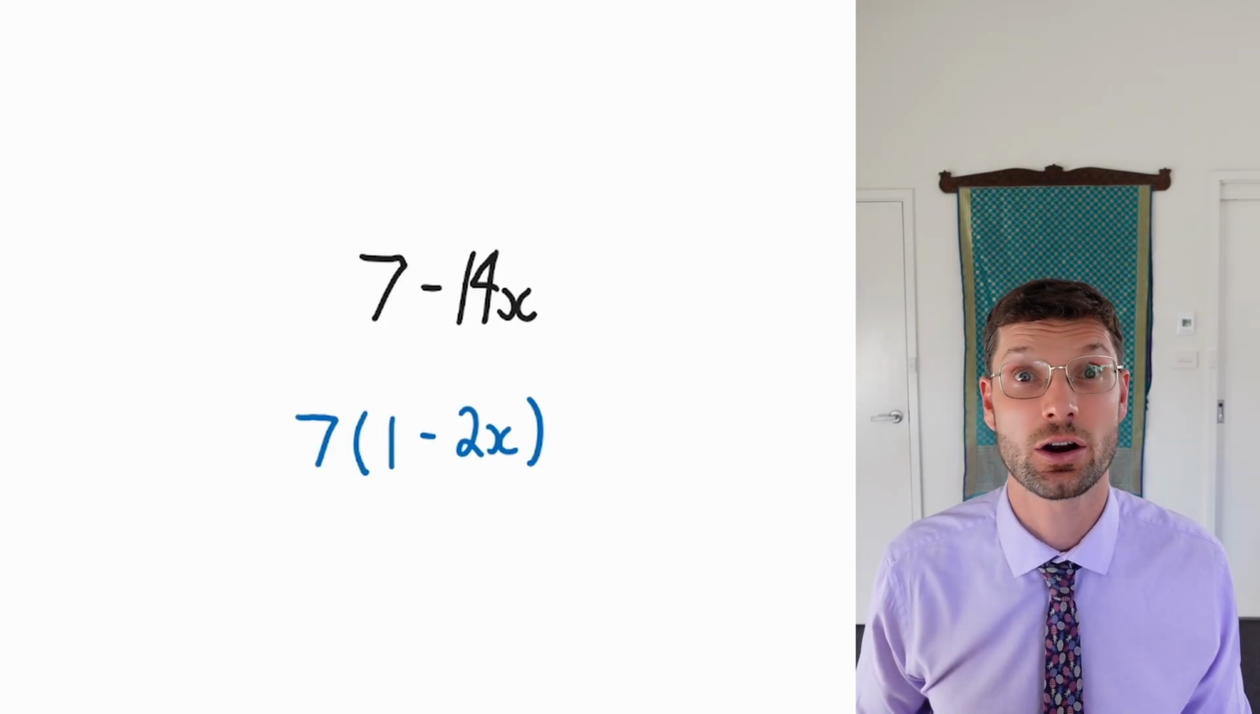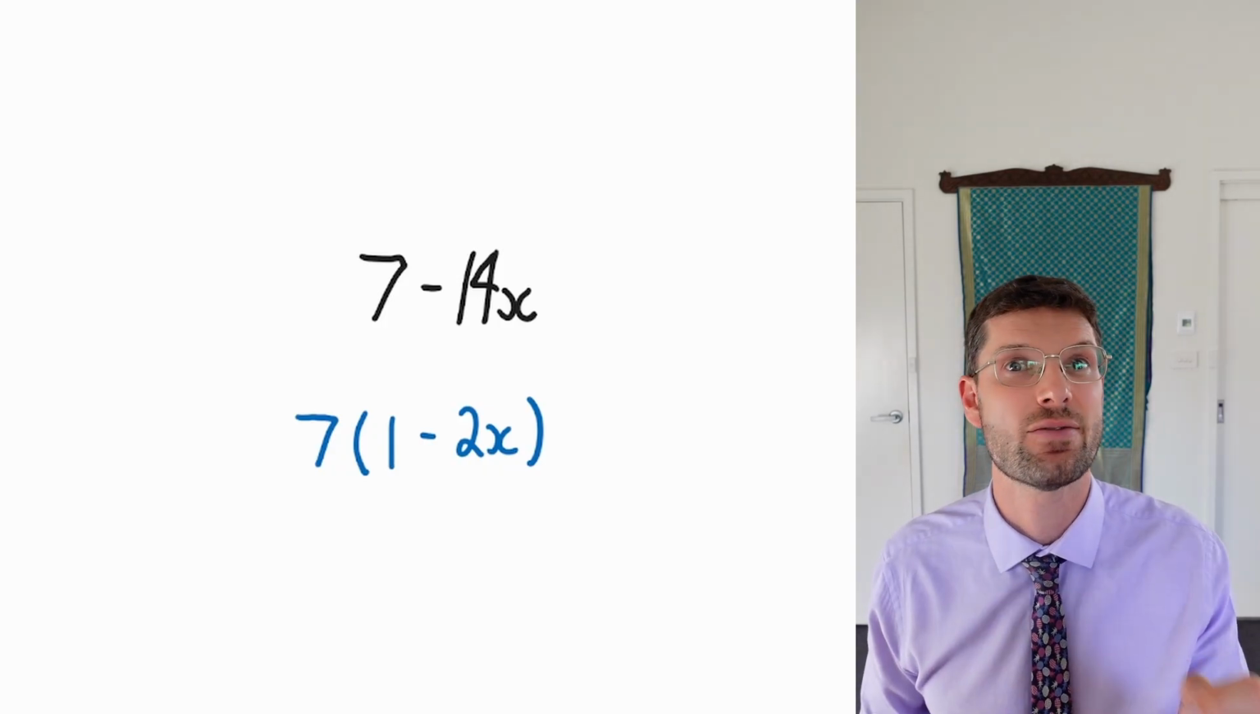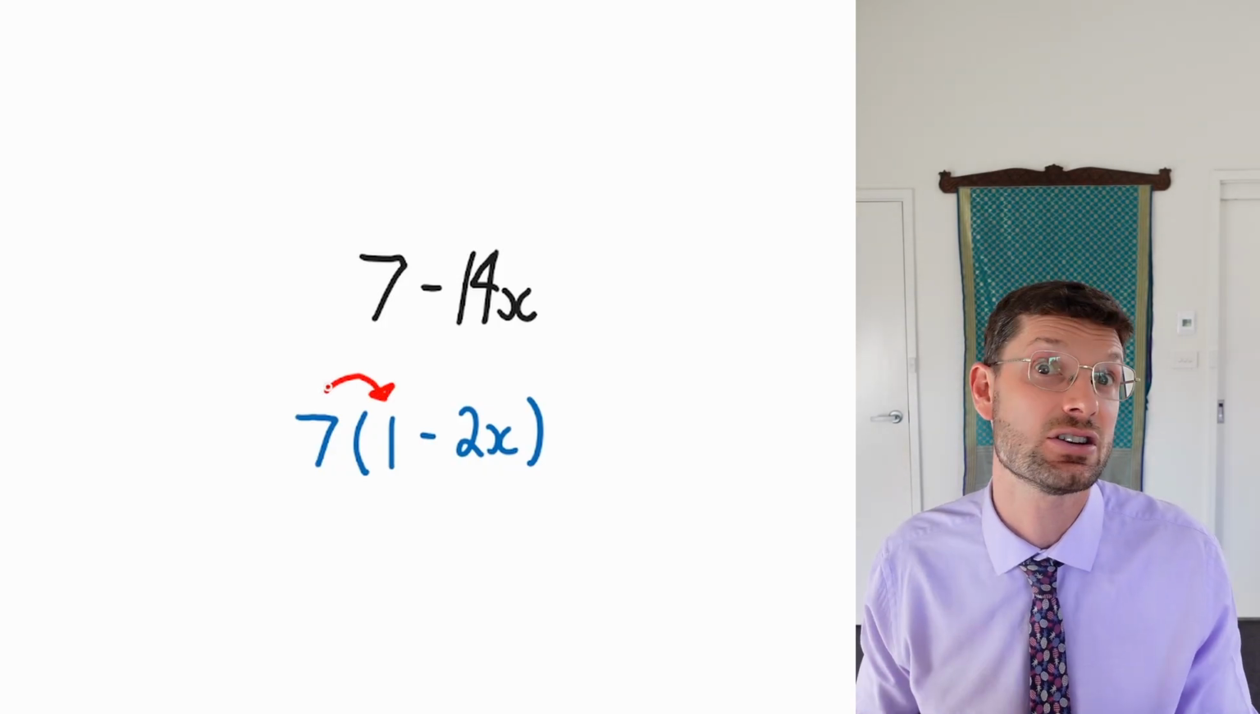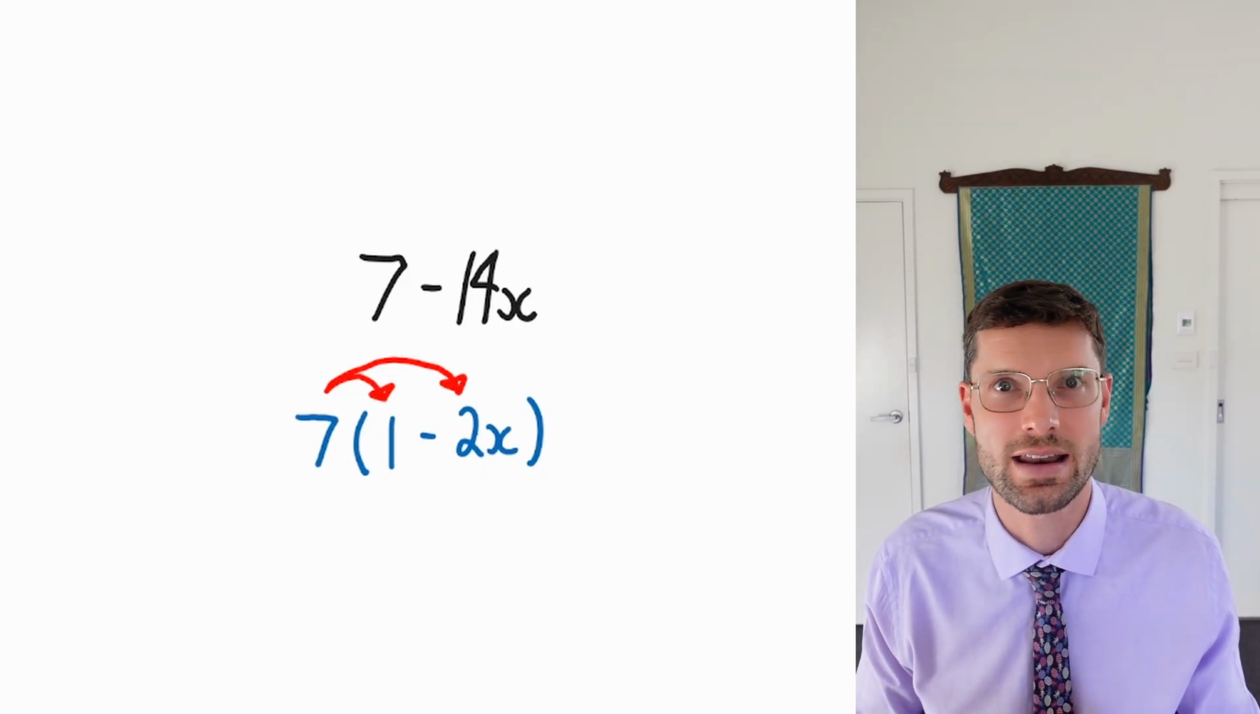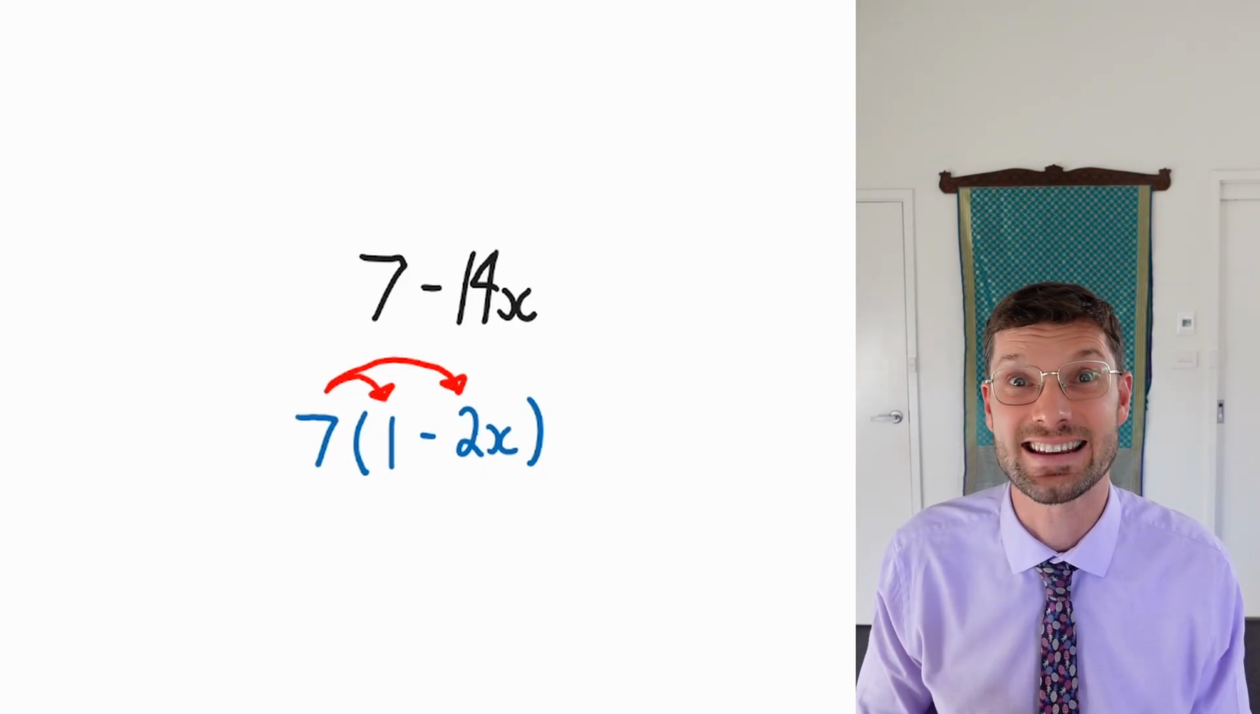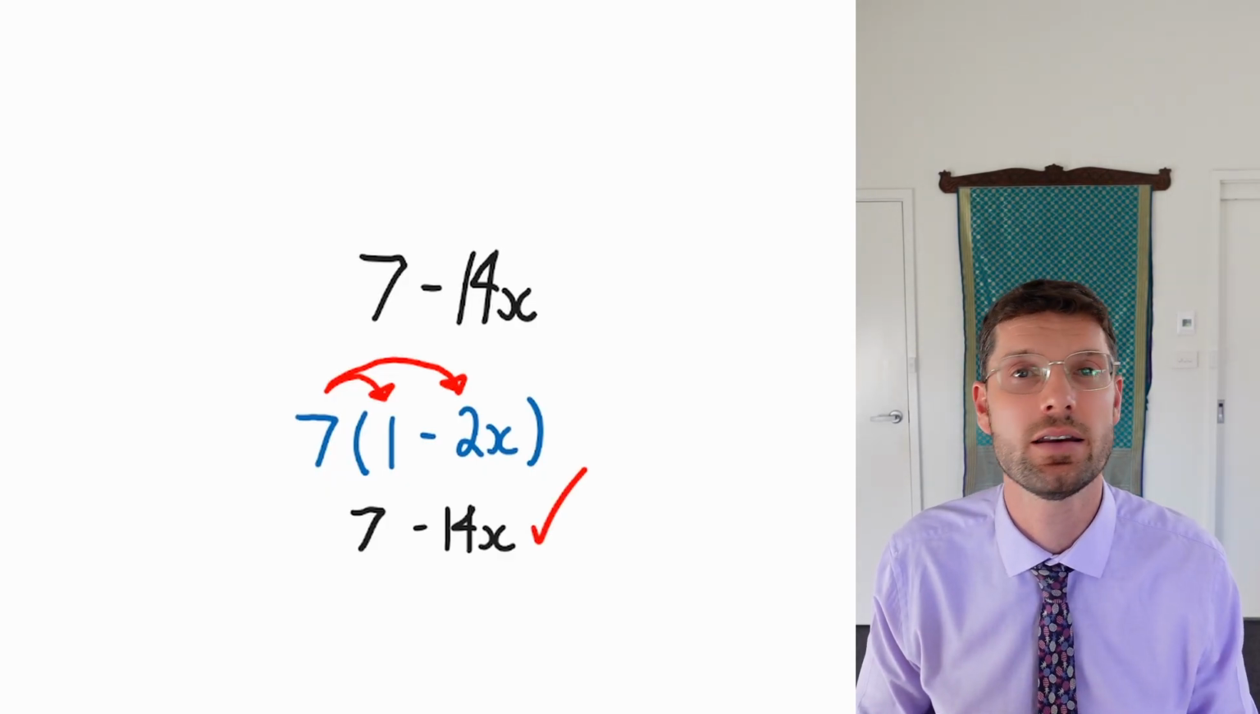Again, to make sure that we got it correct, we can do an expansion. 7 times by the 1 is 7. 7 times by negative 2 is equal to negative 14. Throw the x on. That's exactly the same as what we had in our first line, so we know that we got it correct.